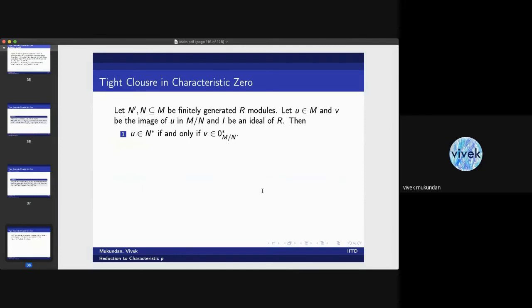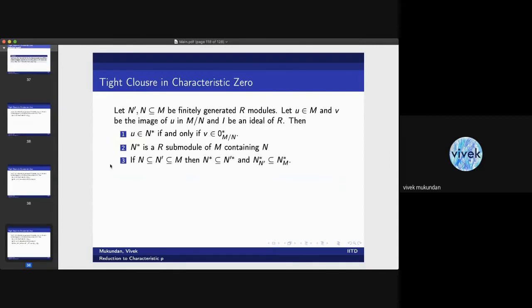Okay, a couple of properties and then I should be done. Many of these properties which you see for characteristic p, tight closure in the characteristic p case, are also true for the characteristic zero case. So if you have modules N' and N in M, finitely generated R-modules, u is in M and v is the image of u in M mod N, I is an ideal of R, then u is in N star if and only if v is in 0 star in M mod N. And N star is a submodule of M containing N, an R-submodule of course.